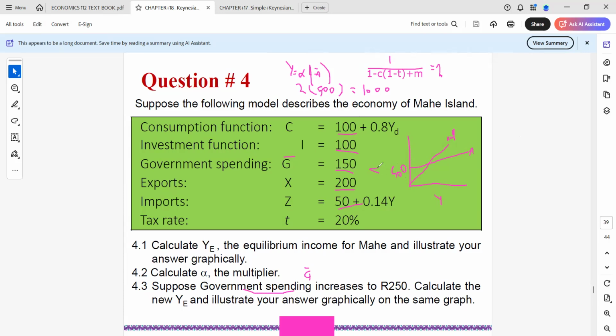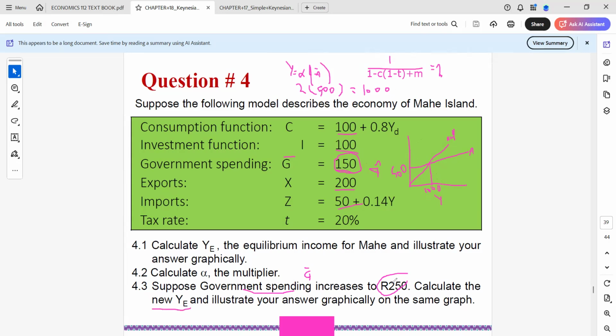And here we have our aggregate spending. And then here at equilibrium, our income, we had said it was 1,000. So we have 1,000 here. And then they say now the government spending increased from 150 to 250. Calculate the new equilibrium income.